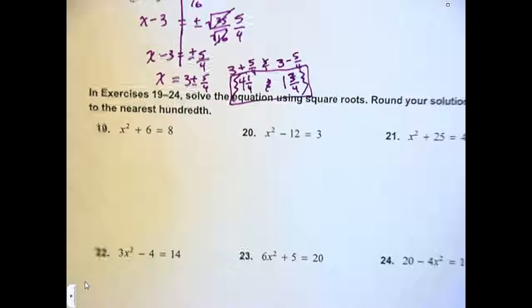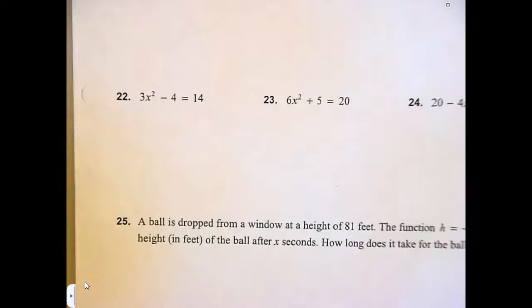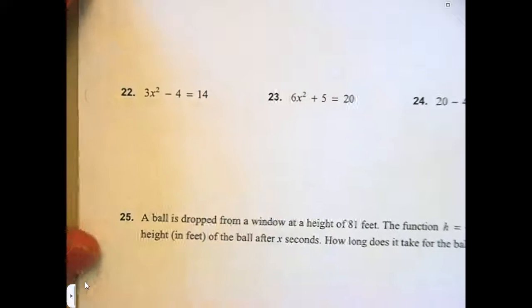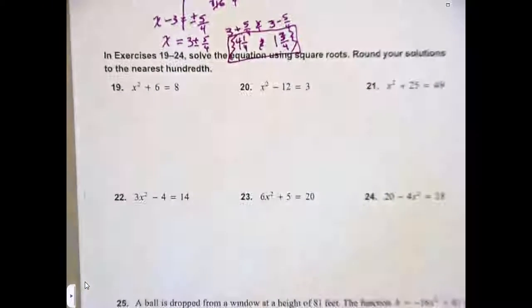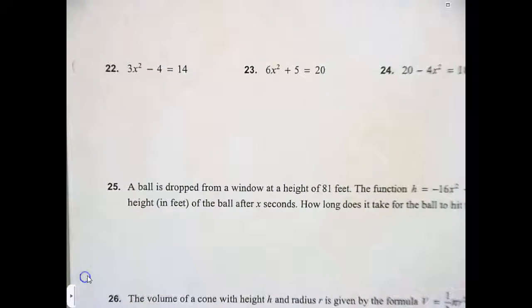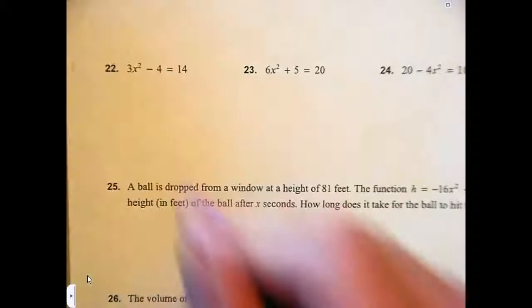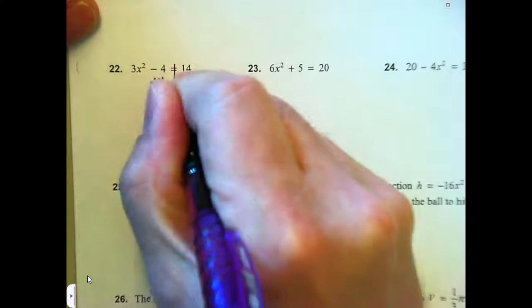All right. Hey, I want to get you guys going on your assignment, but I want to do two more quick problems with you. Number 22. Okay, 22 says solve the equation using square roots, round your solution to the nearest hundredth. Everyone give number 22 a go. Tell your neighbor what you got there. I got x equals plus minus the square root of 6.